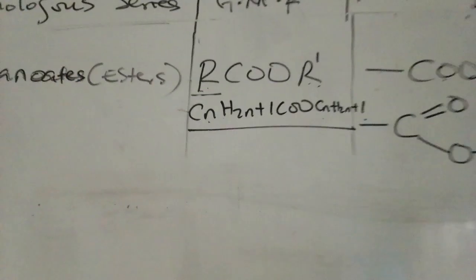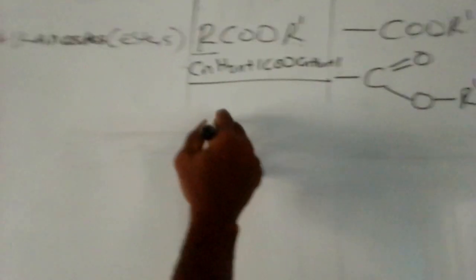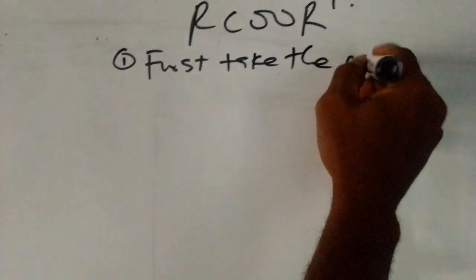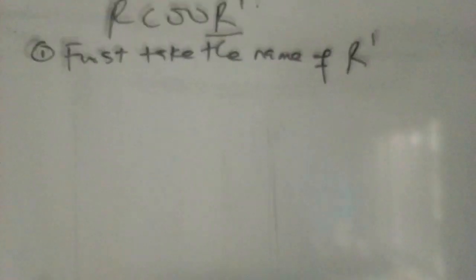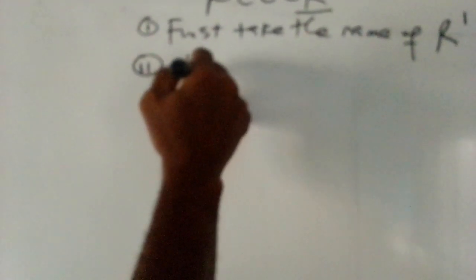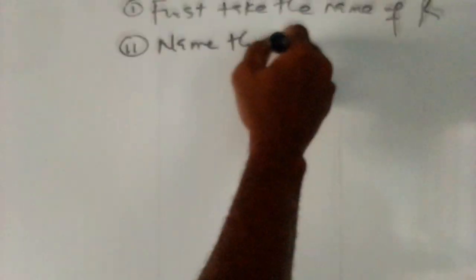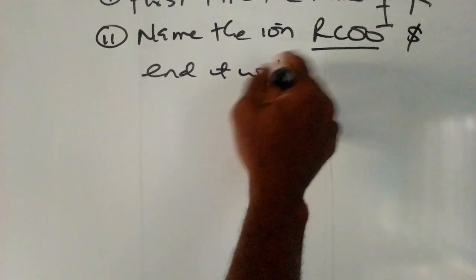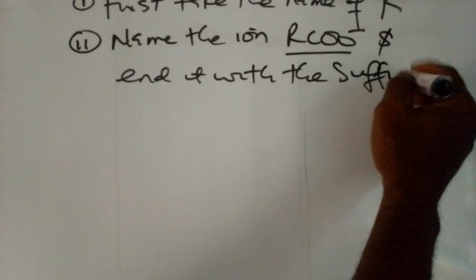Then, how do we name alkanoates? Although in this video we are not focusing mainly on nomenclature, you can still look at how to name alkanoates. Here is the formula of an alkanoate. To name an alkanoate, first take the name of the R prime, the last alkyl group. Take its name first. Then name the remaining ion, RCOO, that is the remaining group, and end it with the suffix, -oate.